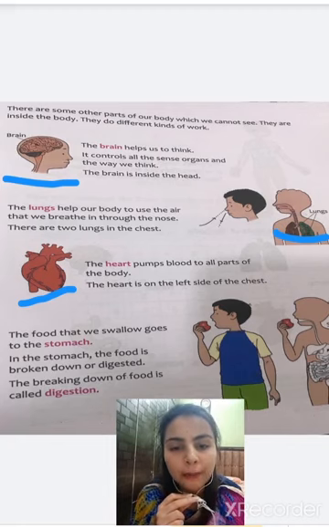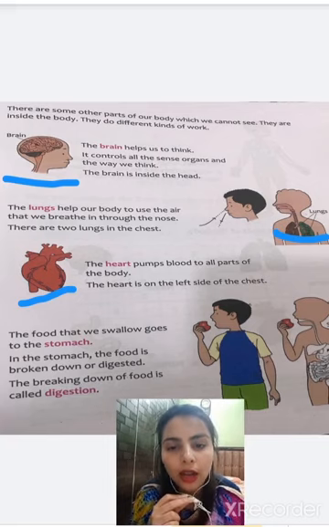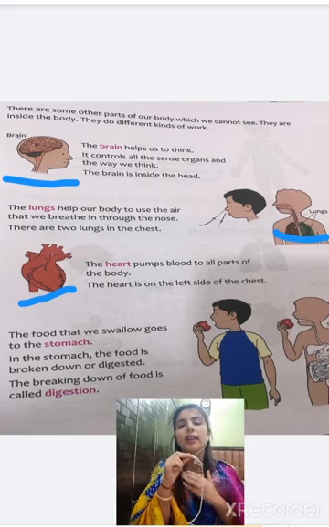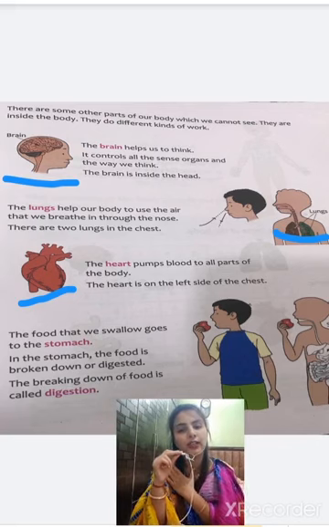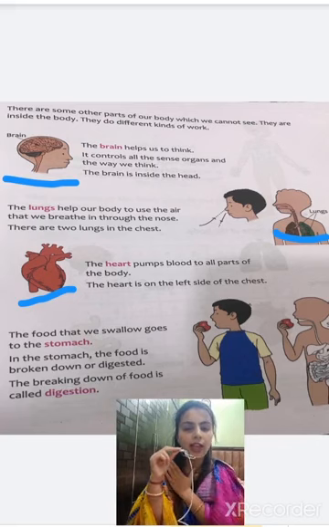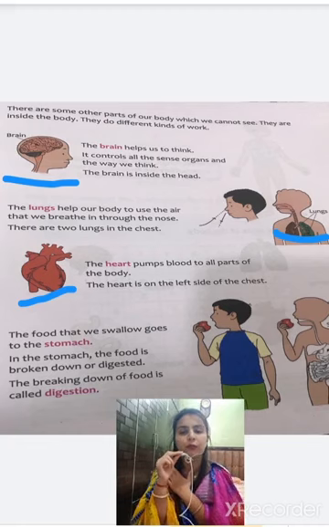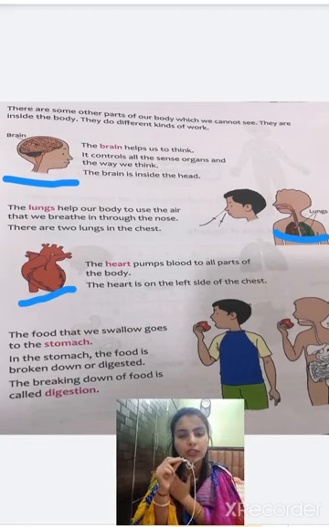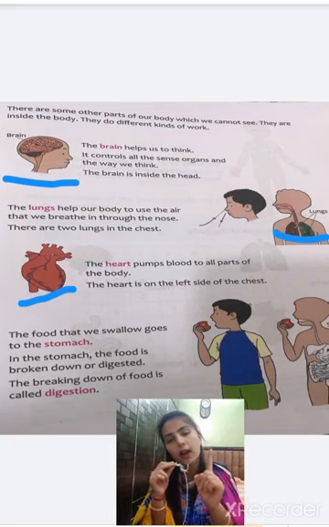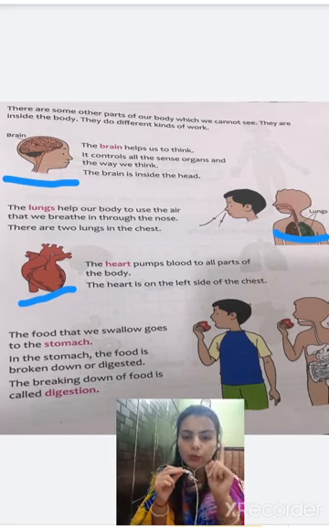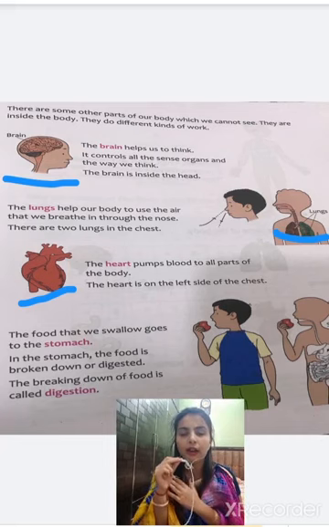So that blood pumps in our body with the help of the heart. The heart is always on the left side of our chest. Touch the left side of your chest. Where does the heart lie? The heart lies on the left side of your chest, and we have only one heart. Everybody has only one heart, and that heart lies on the left side of our chest.